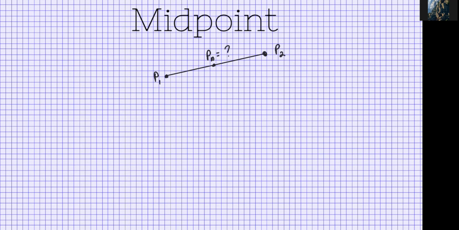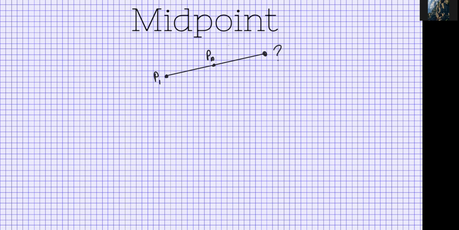Now, what happens if instead of this, they give you the midpoint, but they don't give you one of the endpoints and they ask you to get it? How do you do that?